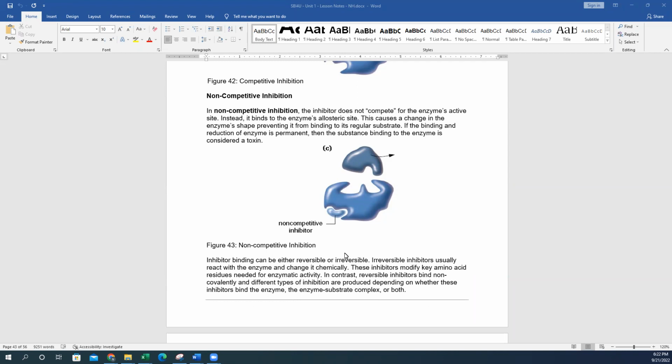In contrast, when you have a reversible type of inhibition, this type of binding does not change any of the amino acid residues. It's a non-covalent type of bonding, and depending on whether the inhibitors bind the enzymes, then this enzyme substrate can be both reversibly inhibited or irreversibly inhibited.